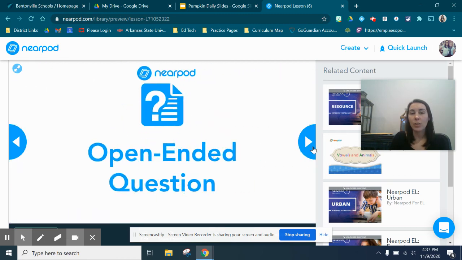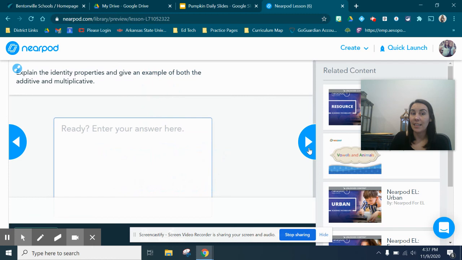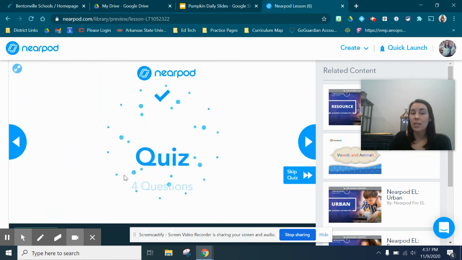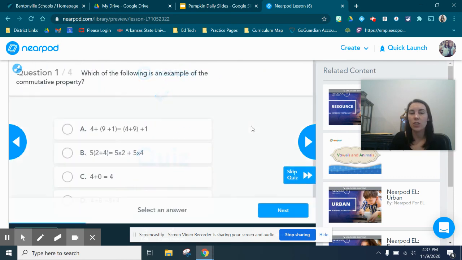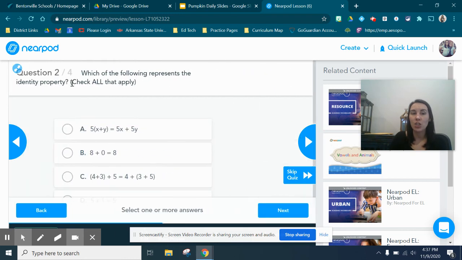And then you have a question about explaining the identity property and giving an example of both the additive and the multiplicative. And lastly, you just have a 4-question quiz to see if you understand all of the properties. I do want to point out on question 2, it says check all that apply. Hint, hint, that means you probably have more than one.